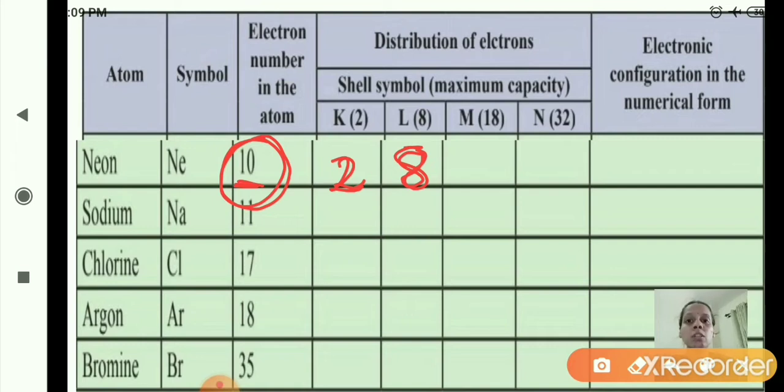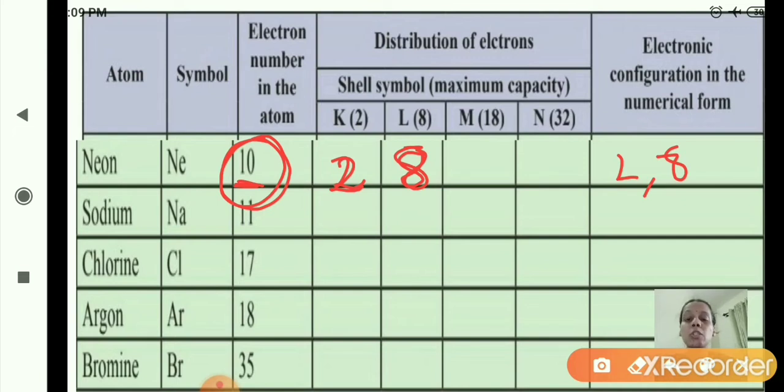Okay, so what is the electronic configuration in the numerical form? How are we writing it? 2, 8, right? Yes, in this way we are writing the electronic configuration in the numerical form. In between we will put the commas. So 2, 8 means in the K shell there are 2 electrons, in the L shell there are 8 electrons. Okay, so this is the electronic configuration for neon.